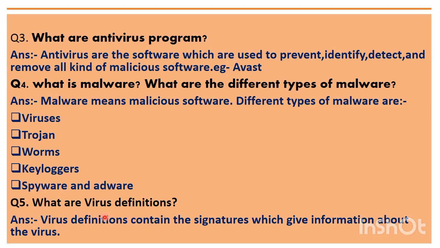What are virus definitions now? Virus definitions contain the signature which gives information about the virus. If you want to decode a virus, if you want to create an antivirus software against a virus, then you need to study the signature. That is the virus definition, which contains all the information about the particular virus, and accordingly you can decode that virus by creating an effective antivirus program.